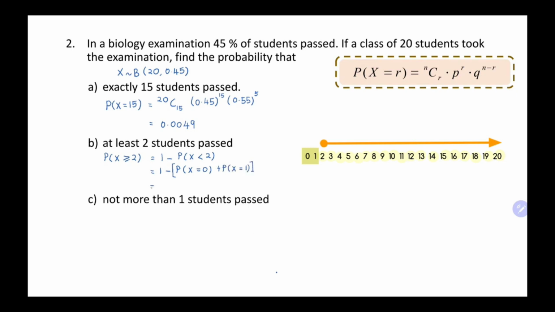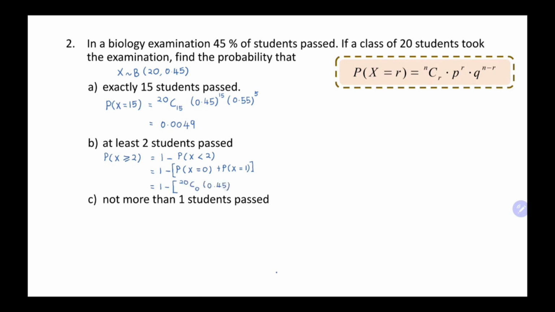Then we substitute formula NCR, so 20C0, 0.45 power of 0, 0.55 power of 20 minus 0, so 20, plus with NCR 20C1, 0.45 power of 1 times with 0.55 power of 19. Then we calculate, we get answer 0.9999. We take 4 decimal places.